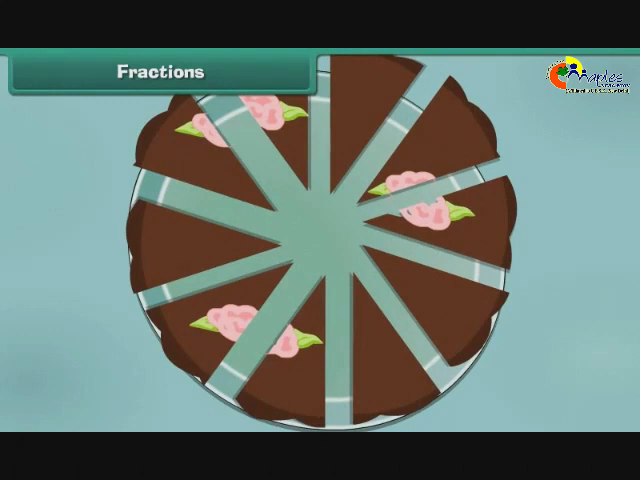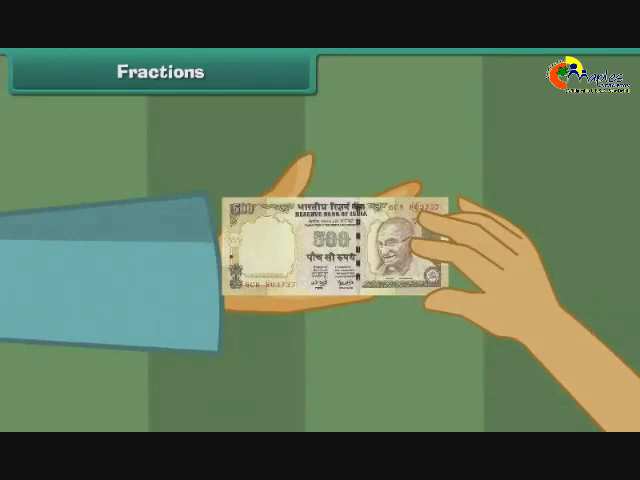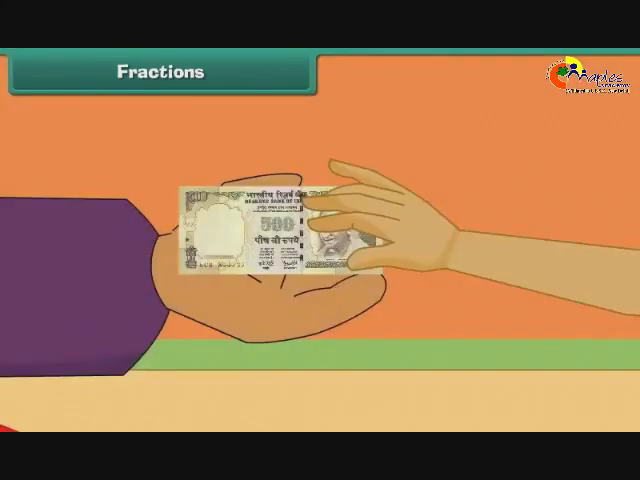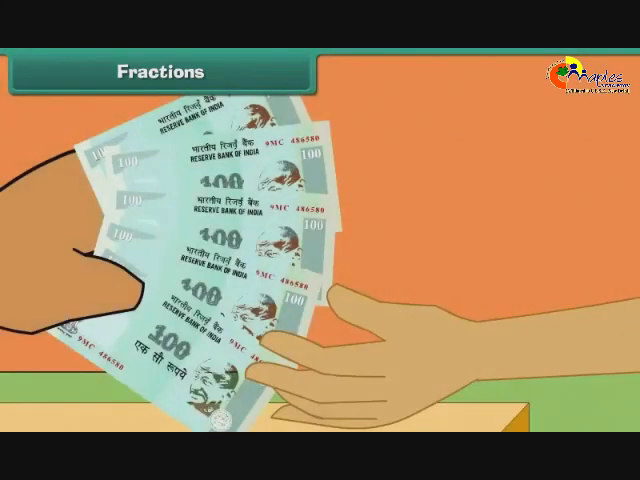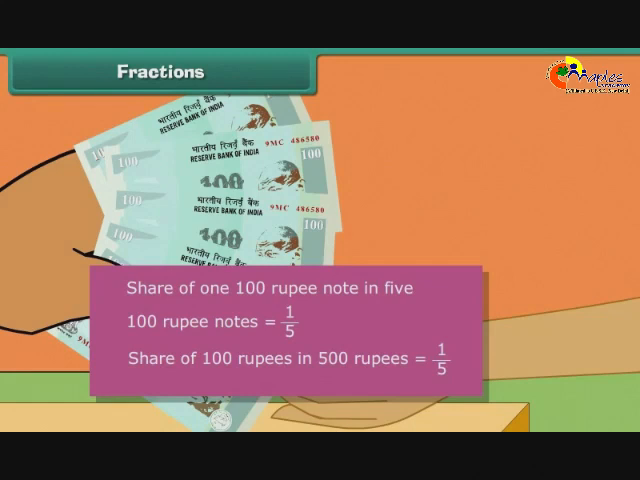Consider another example. Rishabh's father sends him to a nearby shop to get a 500 rupee note exchanged for 100 rupee notes. The shopkeeper accepts the 500 rupee note and gives 5 hundred rupee notes in return. Each 100 rupee note is one out of the 5 notes. Therefore, 100 rupees constitutes 1/5 of 500 rupees.